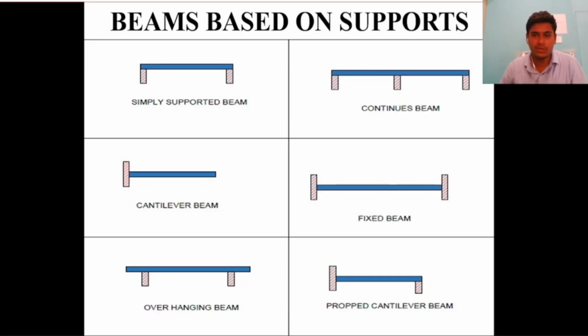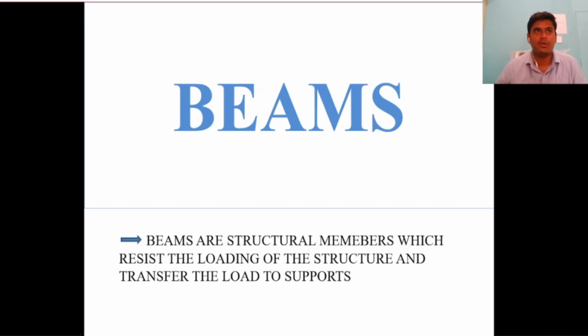These are the 2D models of these beams, where simply supported beam is supported on two supports, continuous beam is supported on more than two supports, cantilever beam is fixed at one end and the other end is free, and fixed beam is fixed on both the ends. Overhanging beam is overhanging after the supports also. Propped cantilever beam is a special type of beam where the last and free end is not freely left, but a simple support is applied on the free end. This was all about the introduction of beams.